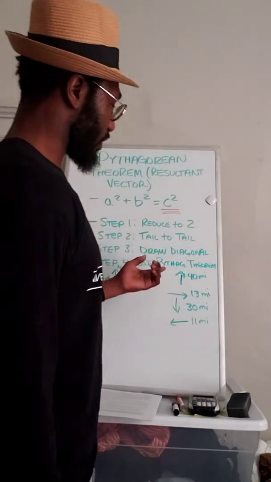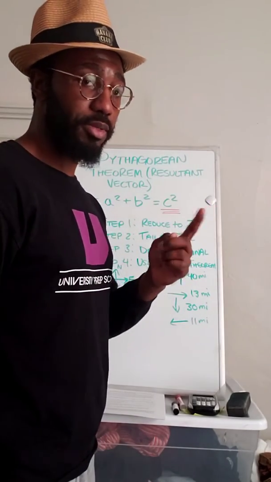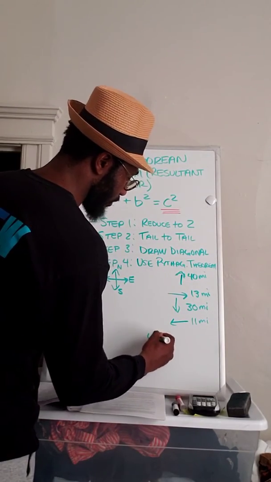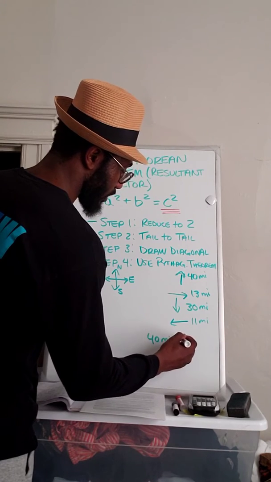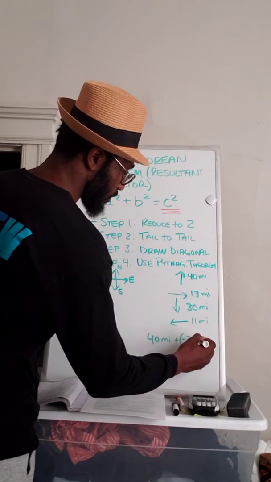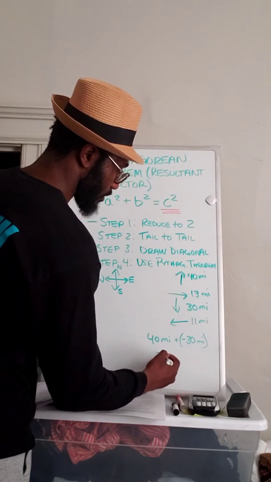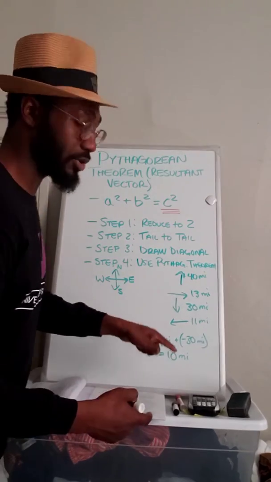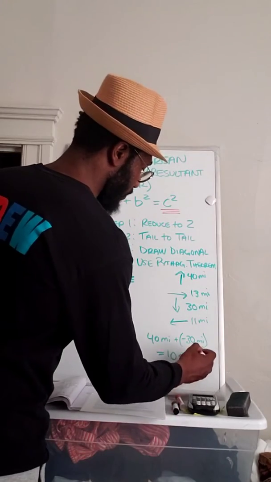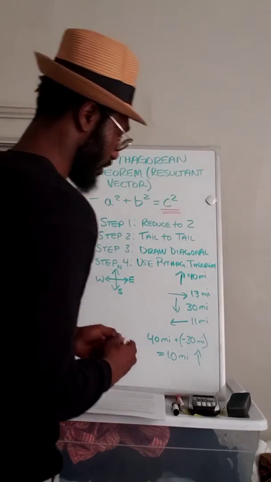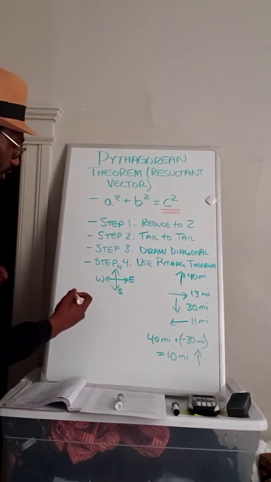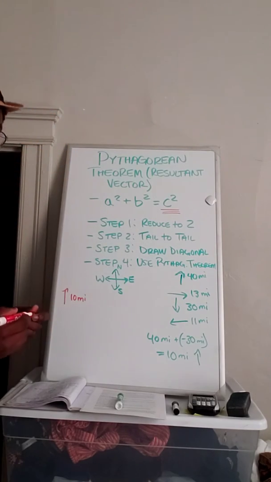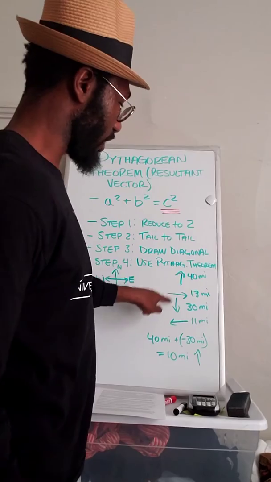So I'm just going to make my positive direction north, my negative direction south. So that means it's going to be 40 miles north plus a negative 30 miles south, all right? So when I combine it, that's going to equal 10 miles. And because the final answer is positive, I know that that 10 miles is going north, okay? So let me write all of my final answers over here. So I'm going to have 10 miles north as my resultant vector when I combine these two.